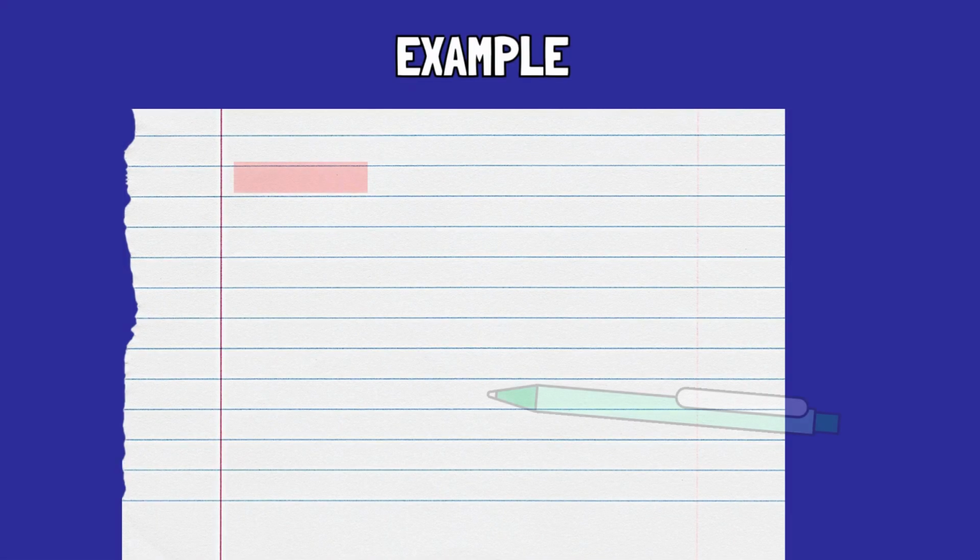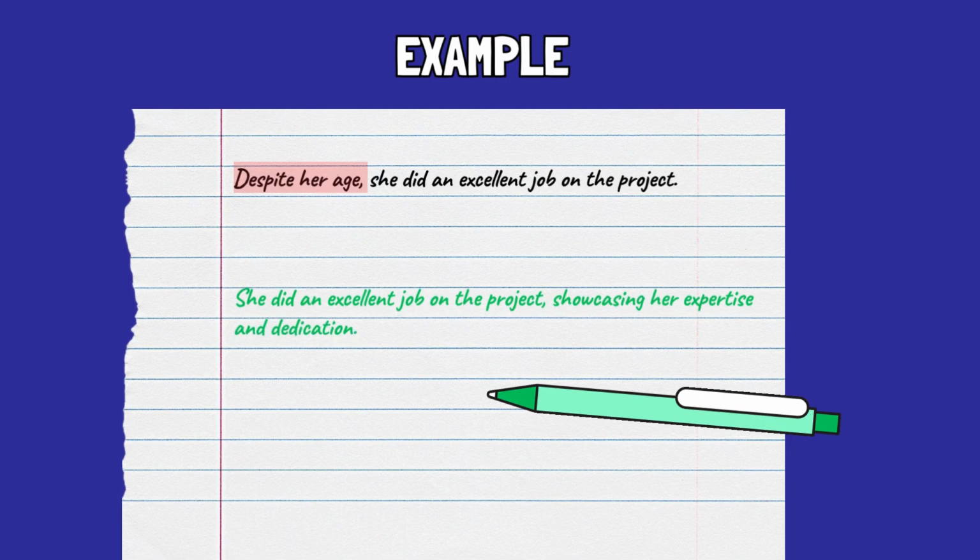Take a look at this example. The original sentence contains unintended bias by suggesting that her age might typically be a hindrance to performing well, thus implying a stereotype about older individuals' abilities.